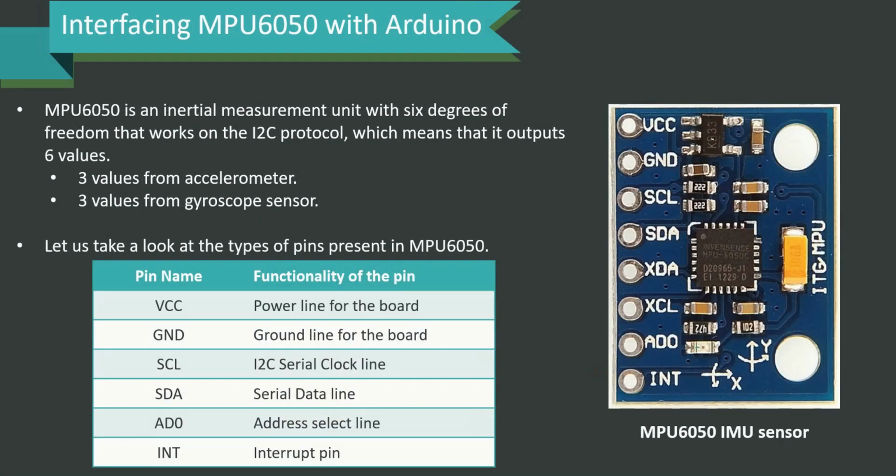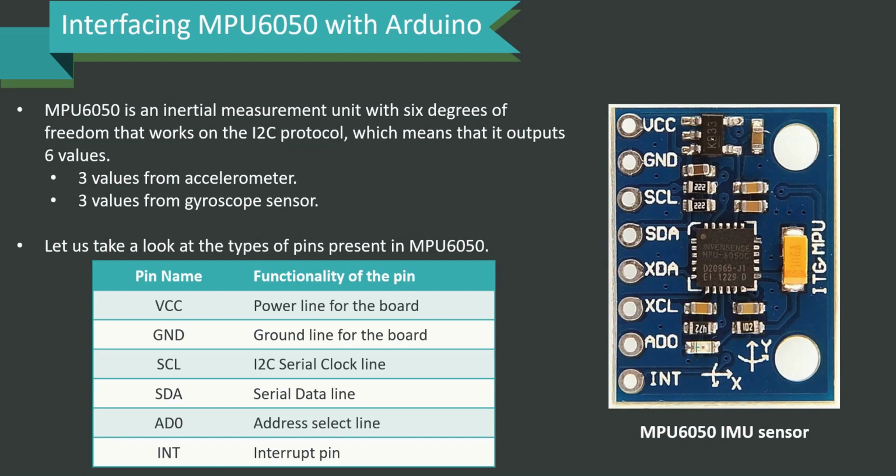Let's go with the interfacing of MPU 6050 with Arduino. MPU 6050 is an inertial measurement unit, we call it IMU normally, with 6 degrees of freedom that works on I2C protocol, which means that it outputs 6 values, 3 values from the accelerometer and 3 values from the gyroscope sensor.